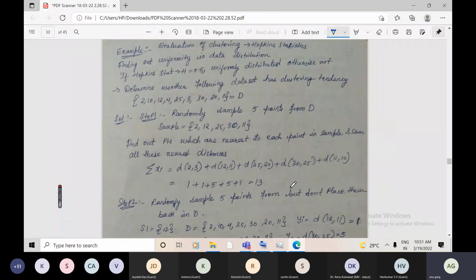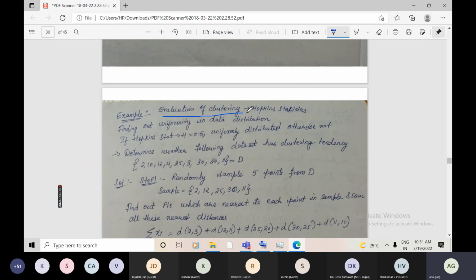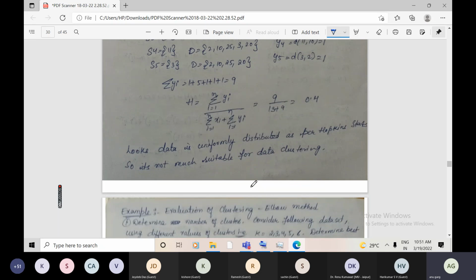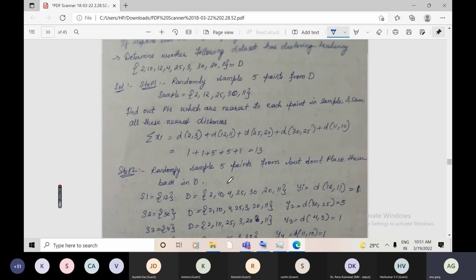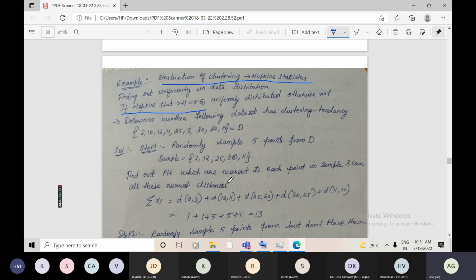Yeah. Next is this one. This is that Hopkins statistics. Evaluation of clusters using Hopkins statistics. These are all the topics that are not taught to a great extent, but it's always good to just have an idea if it appears in the exam. So here also I will just tell you how this problem is solved for Hopkins statistics, but I really don't understand the logic of the solution that they have used. Okay, I'll just tell you.